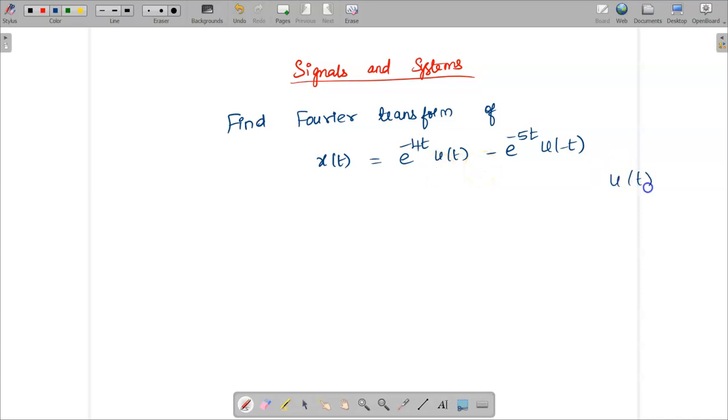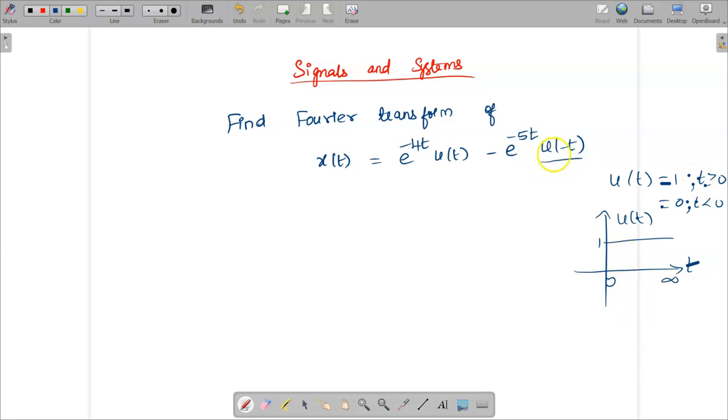What is u of t? U of t is 1 for t greater than or equal to 0 and 0 for t less than 0. That is, we can represent u of t as this. For 0 to infinity, the value of u of t is 1. So here I can replace u of t as 1, and that exists only for the duration 0 to infinite.